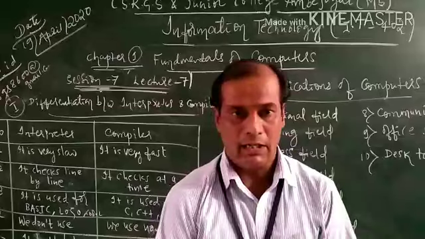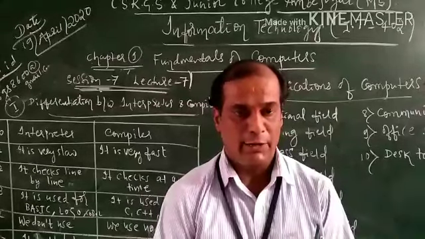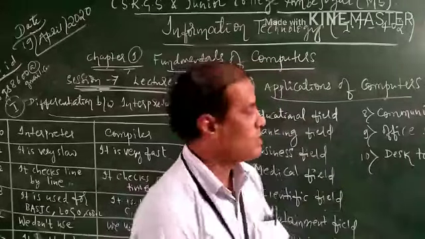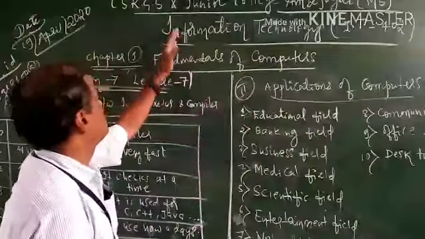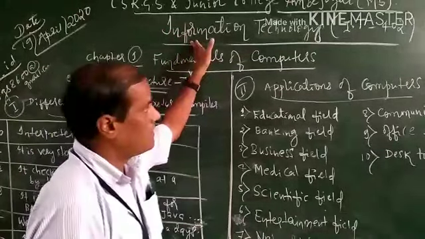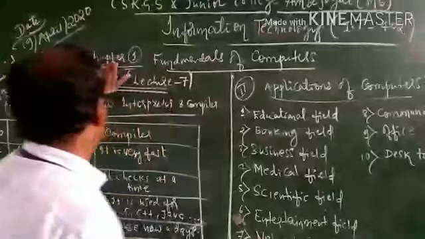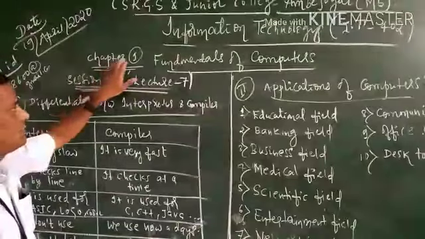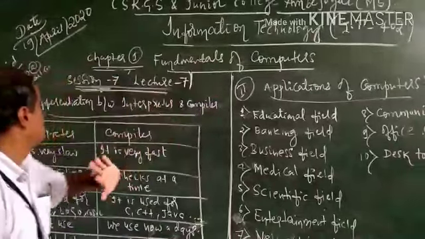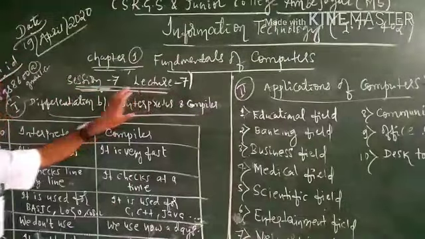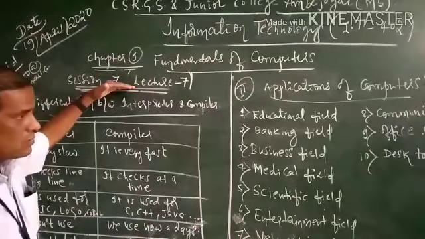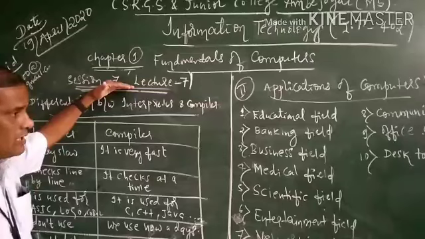Today we will deal with lecture 7, session 7, related to sessions 6, 5, 4, 3, 2, 1. Our school is CSR and Junior College, and our subject is Information Technology, code 402. Chapter number 1, the chapter topic is Fundamentals of Computers. This is session 7, lecture 7. This is the email ID for admission purposes. In this lecture 7, related to 6, 5, 4, 3, 2, 1, we continue the next part.